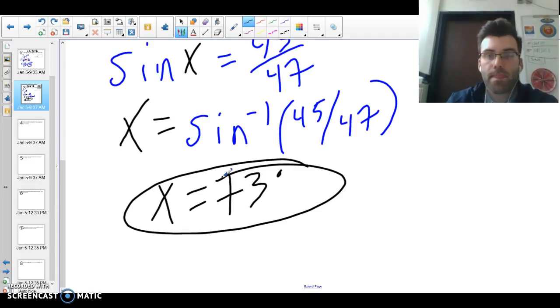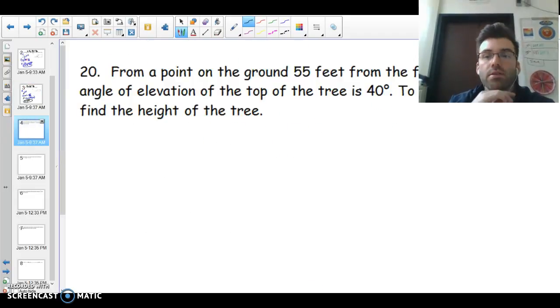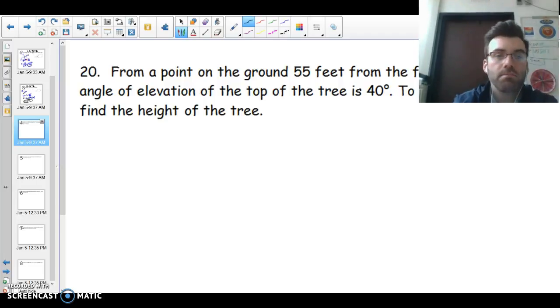All right, another problem from Unit 1. Ready for it? Here it is. Word problem. You will see one of these on your final as well.